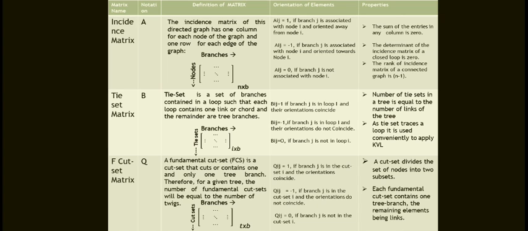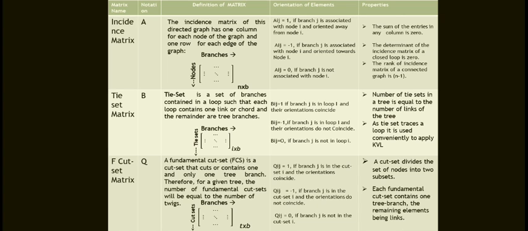So what are the properties actually? Number of tie sets in a tree is equal to the number of links of the tree. A tie set traces a loop. It is used conveniently to apply the KVL. So we take that a tie set traces a loop, which is applicable for applying Kirchhoff's voltage law to solve the problem, right?